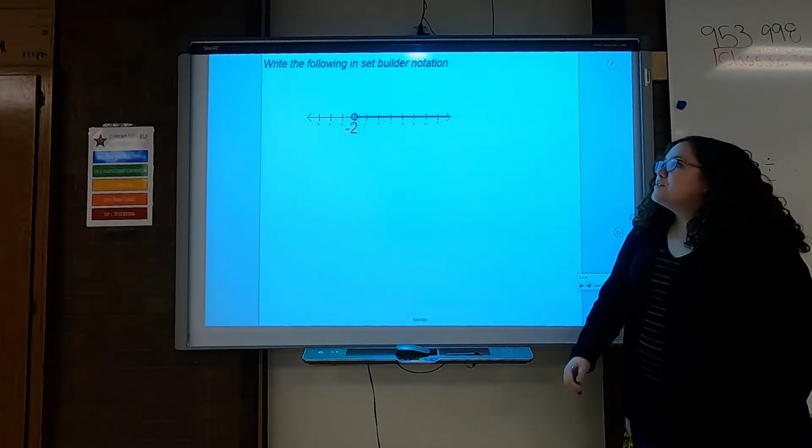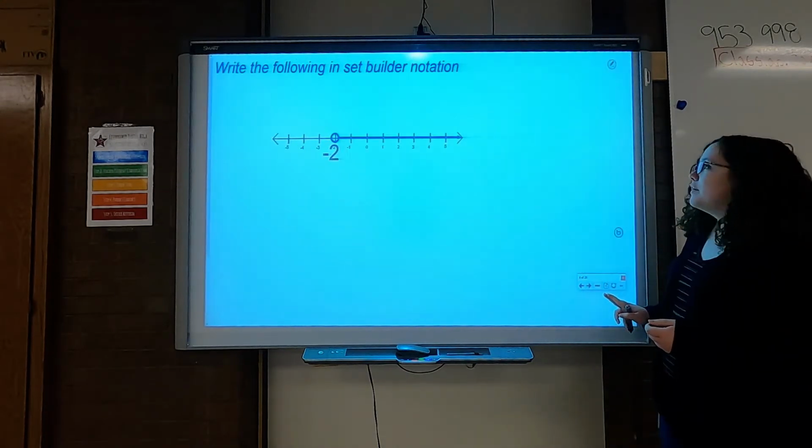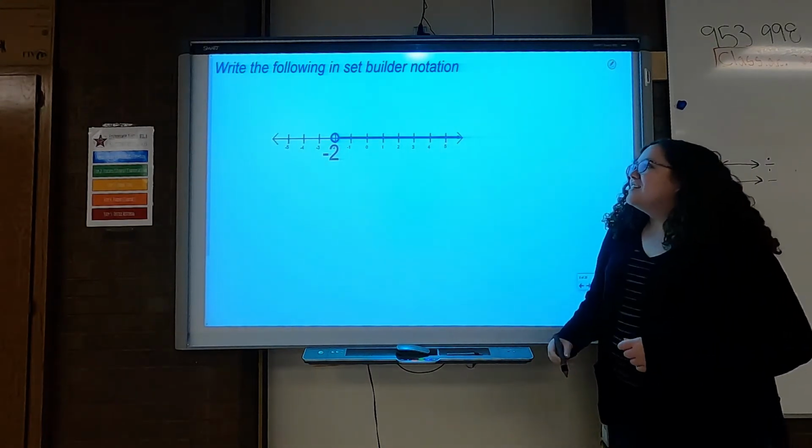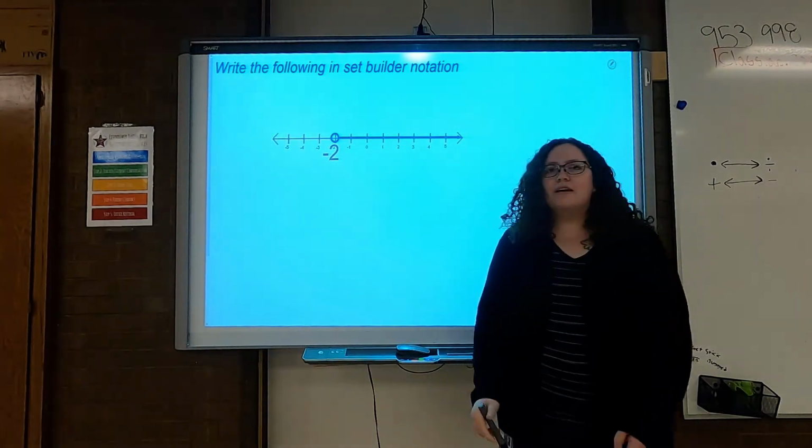Next up. So this one, we've got a number line this time. And I'm going to zoom in a little bit. There we go. All right, so the one we're going to focus on is this -2. We're going to pick a variable.